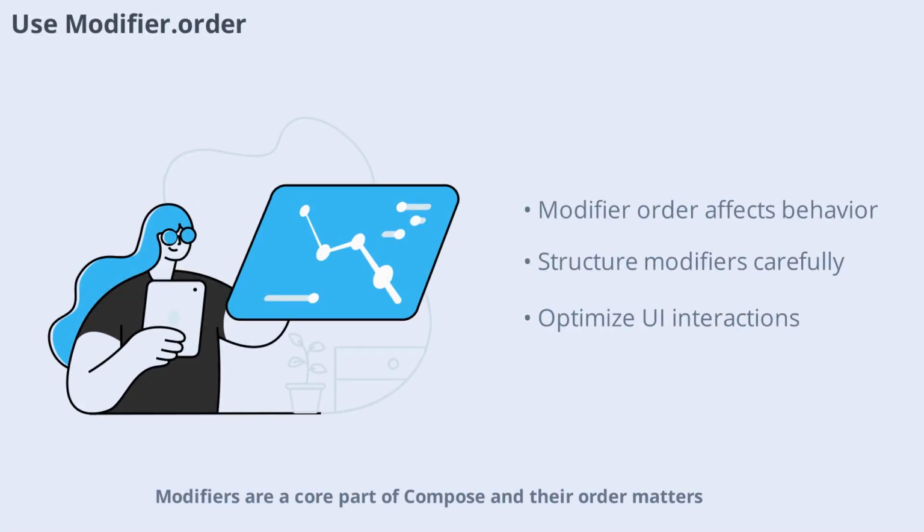Modifiers are a core part of Compose, and their order matters. Senior developers pay attention to the order of modifiers to ensure correct behavior and performance. For example, placing clickable before padding can change the touch area. Always structure modifiers thoughtfully for predictable results.